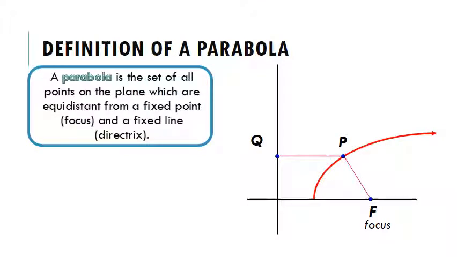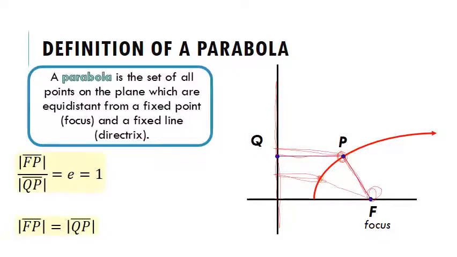Alright, so let us formally define what is a parabola. A parabola is the set of all points on the plane which are equidistant from a fixed point called the focus and a fixed line called the directrix. So in Tagalog, yung point daw na ito ay ang distance niya from the focus is the same as sa distance niya sa directrix. Same as here, kung yung point na nandito, yung distance niya from the focus is just the same as the distance niya sa directrix. Therefore, our eccentricity is equal to 1.